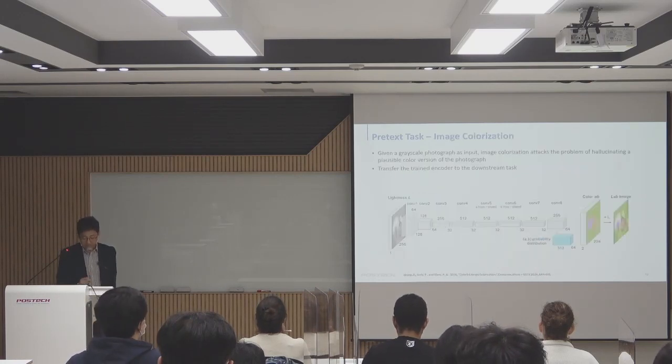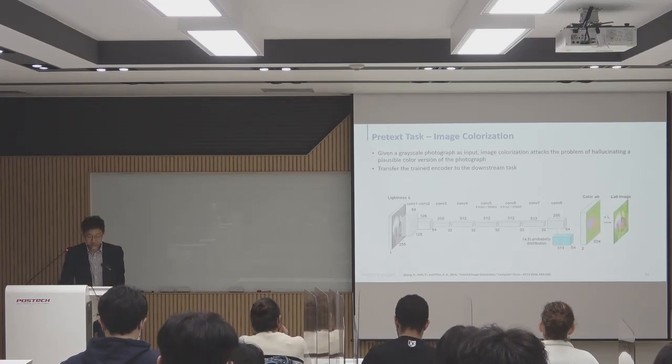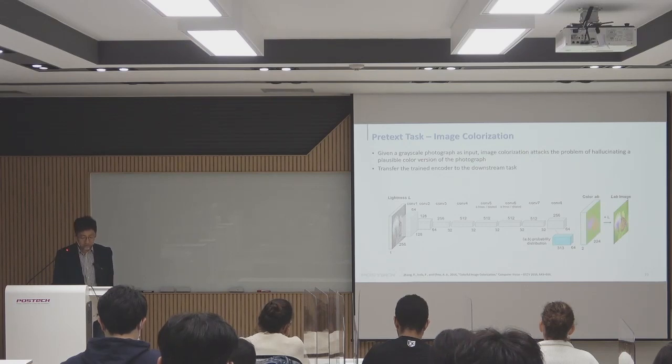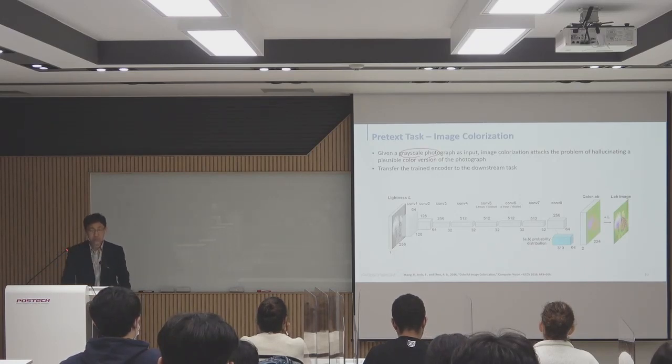So another example, let's see. Another pretext task is image colorization. Here the question is that, given grayscale photographs or images as inputs, we want to do image colorization.